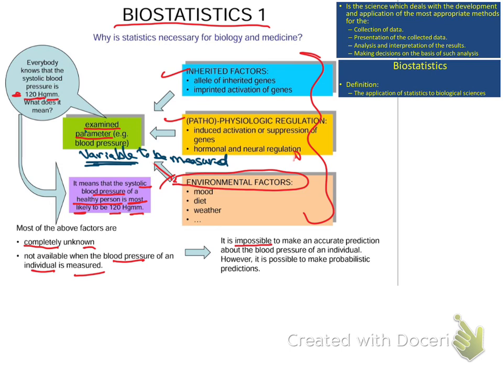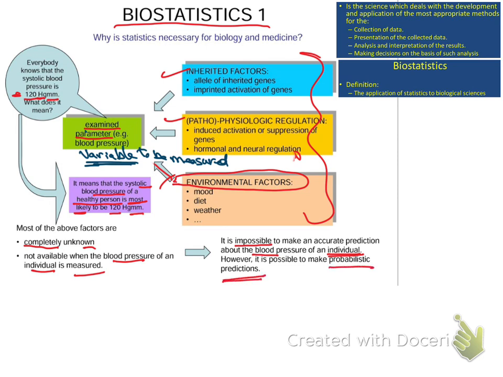It could be within this range, so you can predict it, but you cannot say accurately for this person it will be 118, 120 without measuring. So it is impossible to make an accurate prediction about the blood pressure of an individual person. However, it is possible to make a probabilistic prediction.